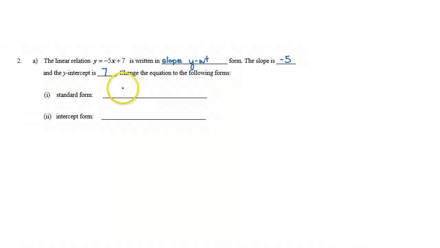So we want to change the equation to the following forms. For standard form, let's take a second and just write out the relationship here. So there we go. All I have to do is have 0 on one side. So let's subtract y from both sides. So we get 0 is equal to negative 5x minus y plus 7. There's standard form.